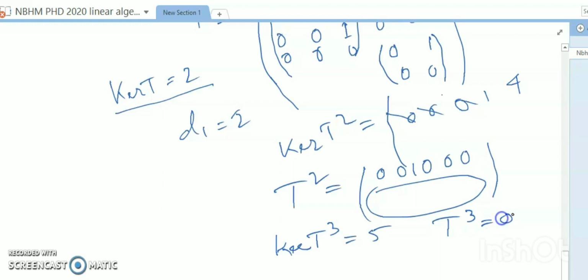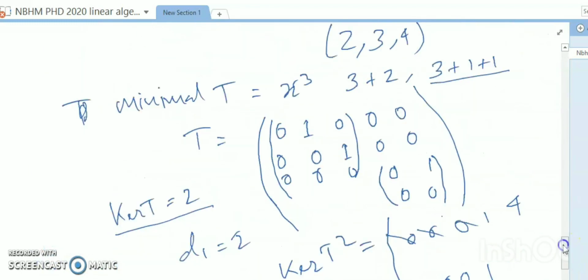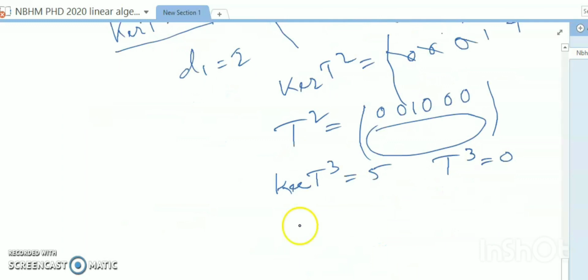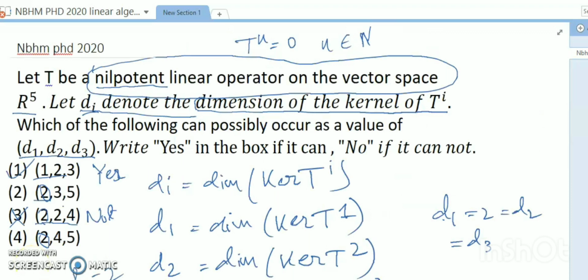We do not get it when the minimal polynomial... D1 of T is equal to 2. When is it possible? When the minimal polynomial is x cube, but x square and x you never get this value. So friends, I hope it is clear. Thanks for watching, and I hope this question is based on JCF questions. If you have a clear concept of JCF, you can solve this question easily.